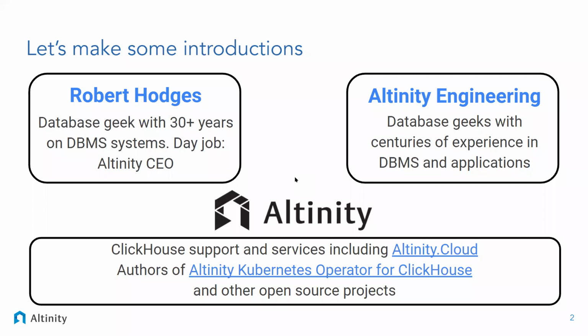While I'm waiting for that, let's go ahead and make a few introductions. My name is Robert Hodges, and my day job is CEO of Altinity. But I'm basically a database geek. I've been working on databases for about 40 years. The 30 is a little bit out of date. It's been everything from pre-relational systems to, of course, ClickHouse. I do a lot of work with Kubernetes. I started working with it about 5 years ago at VMware. And of course, it's a big part of our lives here at Altinity.